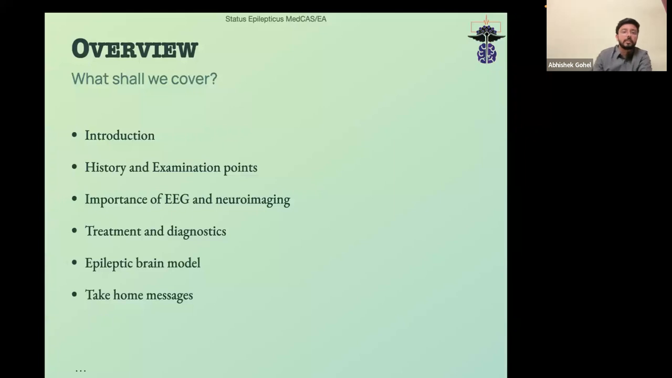So what shall we cover over here? We'll start with introduction and then we go to the history and examination points of it, followed by the importance of EEG and neuroimaging. We'll have a look at what the EEG features are of status epilepticus, when do we suspect and when do we order it, and followed by that the therapeutic and diagnostic aspects of the same. After that, we will see why we are doing what we are doing, that is the epileptic brain model, and followed by that the take-home messages.